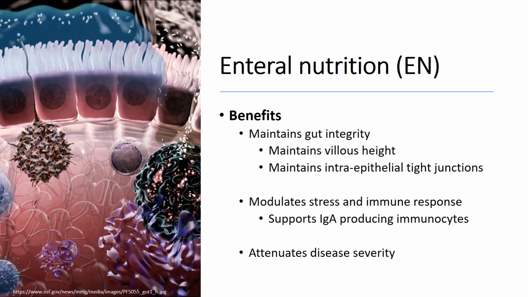By improving blood flow, you also induce the release of trophic endogenous agents, which will modulate stress and immune responses and support IgA-producing immunocytes. Overall, by reducing the inflammatory responses, enteral nutrition can help you maintain and attenuate disease severity.